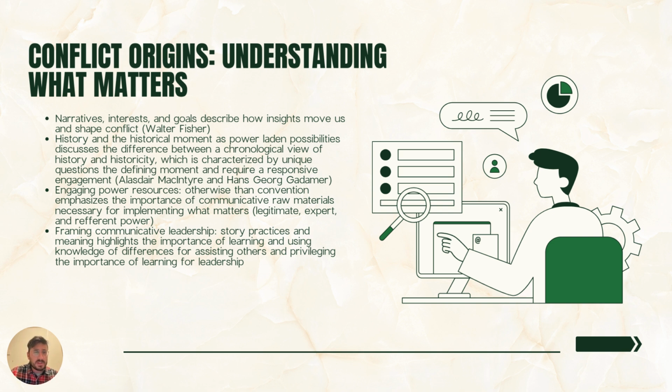Engaging power resources. This is otherwise than convention, emphasizes the importance of communicative raw materials necessary for implementing what matters. So there are kinds of power that are discussed in this section. Legitimate, expert, and referent power. So legitimate power comes from the roles that we inhabit. Maybe this is like a supervisor at work, or another sort of authority that someone has, the power that someone has comes from their position, right?